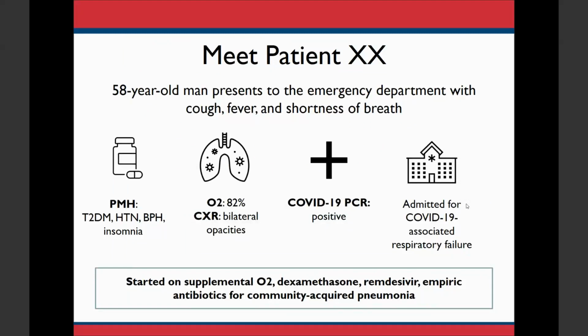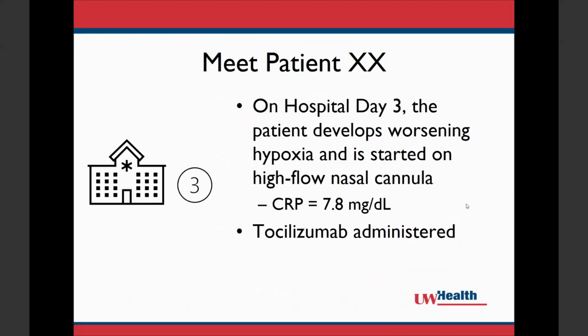On chest x-ray, he had bilateral opacities and his O2 sat was 82%. His COVID PCR was positive, so he was admitted for COVID-19-associated respiratory failure. He was started on supplemental O2, dexamethasone, remdesivir, and was also started on empiric antibiotics for community-acquired pneumonia. On hospital day 3, he started developing worsening hypoxia and was started on high-flow nasal cannula. Tocilizumab was administered with his CRP being above that 7.5 cutoff at 7.8.